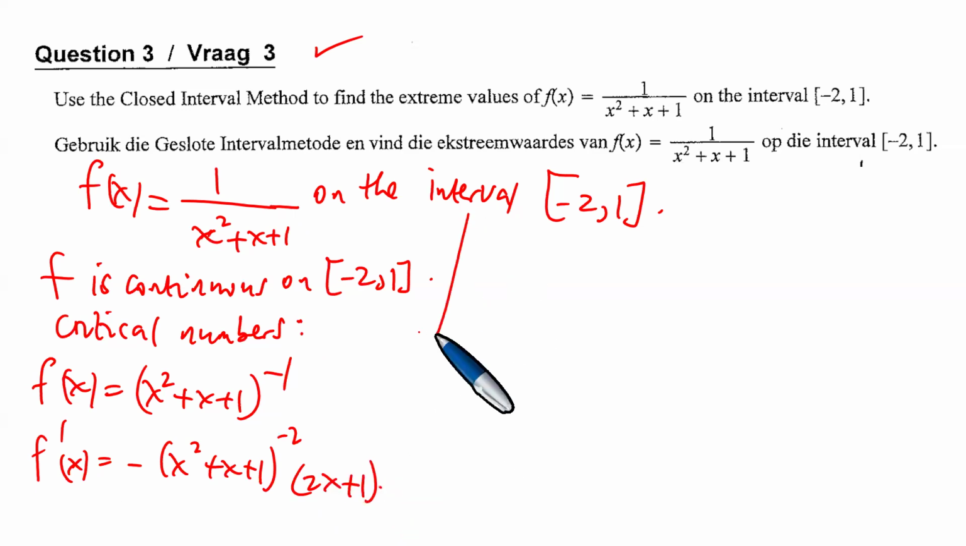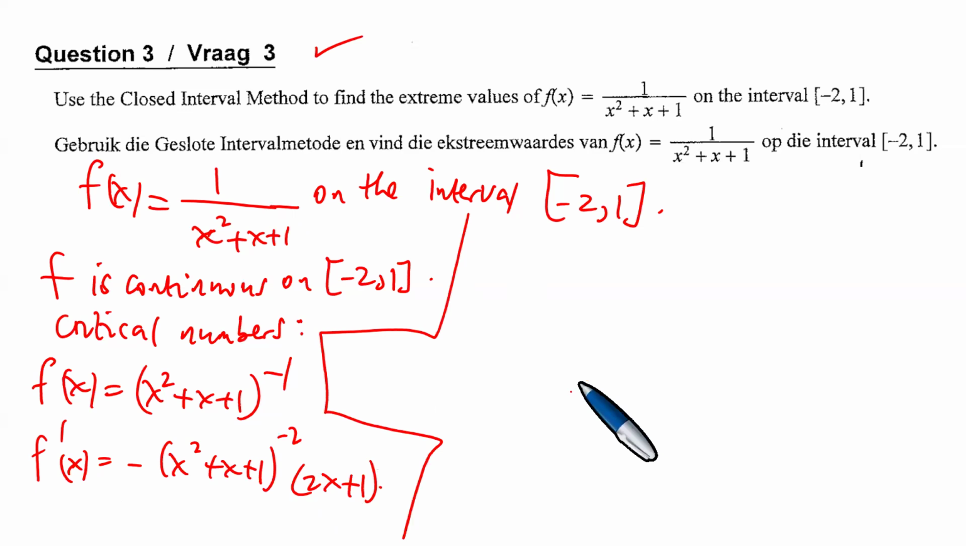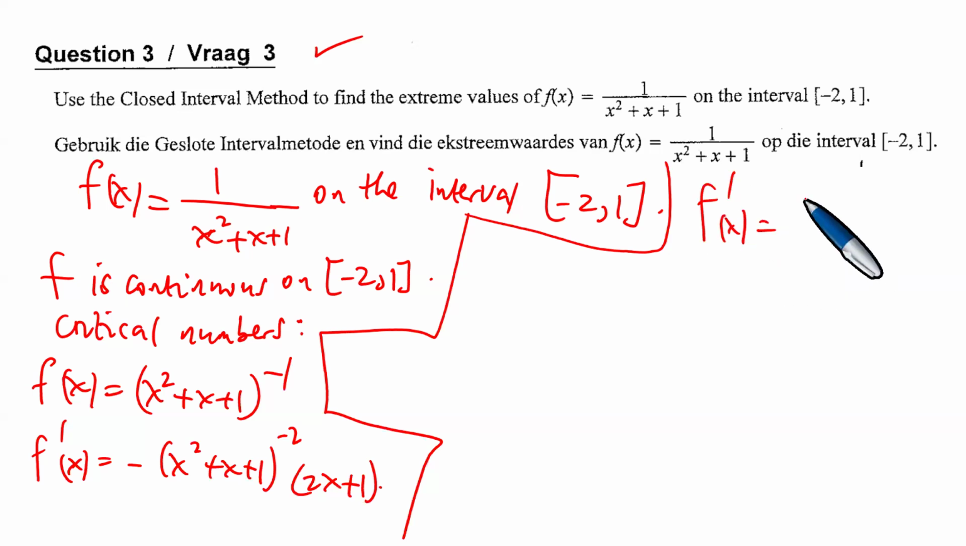Right, which means you have f prime, which is minus 2x plus 1 divided by x squared plus x plus 1 squared. You can put some parentheses here.